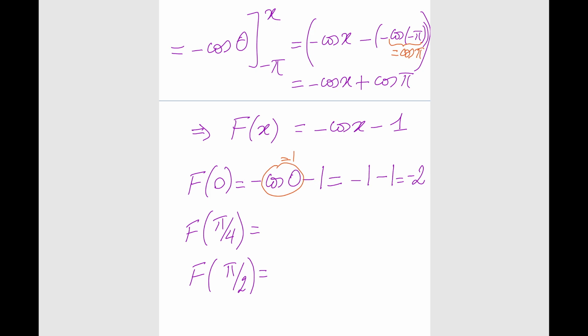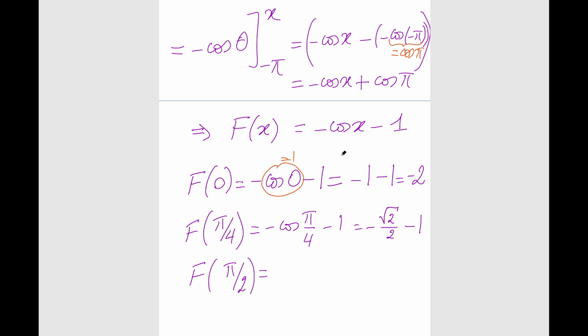Let's move on. The next one is f of pi over 4. So it's going to be minus cosine of pi over 4 minus 1. And what's cosine of pi over 4? Square root of 2 over 2. So that's minus square root of 2 over 2 minus 1. And this is as good of an answer as anything. If you want to take the same denominator, be my guest.